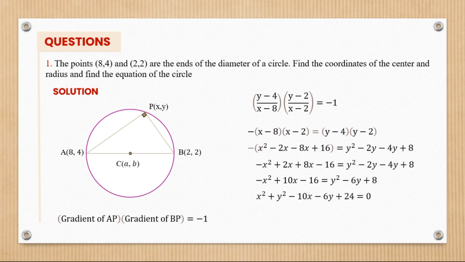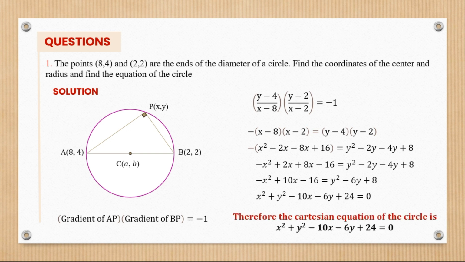Next, when I bring all the values on the right hand side of the equal sign to the left hand side, this is what I'll have: x squared plus y squared minus 10x minus 6y plus 24 is equal to 0. Therefore, the Cartesian equation of the circle is x squared plus y squared minus 10x minus 6y plus 24 is equal to 0.